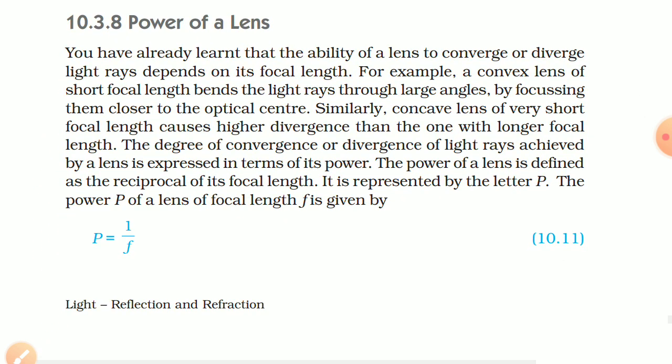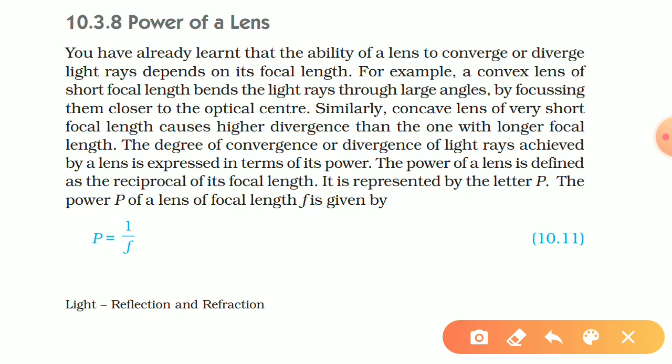Now let's move to the last theory of this chapter, which is 10.3.8, power of a lens. You have already learned that the ability of a lens to converge or diverge light rays depends on its focal length. For example, a convex lens of a short focal length bends the light rays through large angles by focusing them closer to the optical center. Similarly, a concave lens of a very short focal length causes higher divergence than one with a longer focal length.